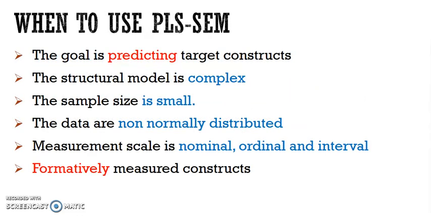When to use PLS SEM? When your research goal is predicting a target construct, and the structural model is complex, consisting of multiple constructs, and the sample size is small. The data are not normally distributed. Measurement scale can be nominal, ordinal and interval, any of them. And also for formatively measured constructs.